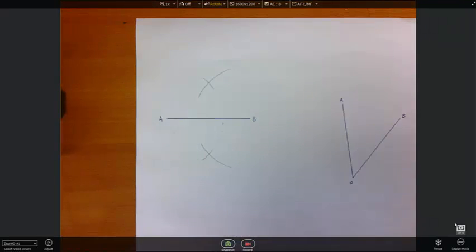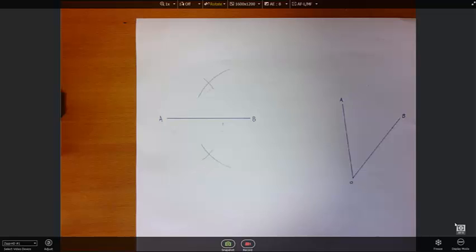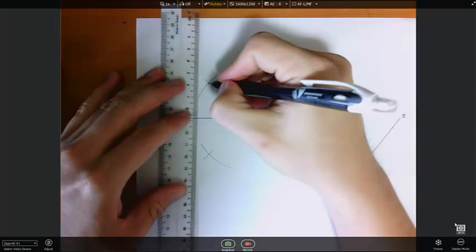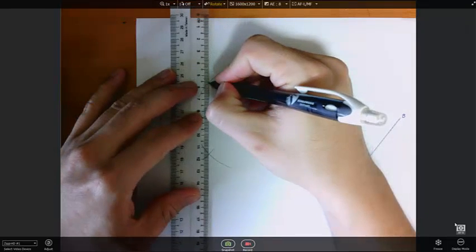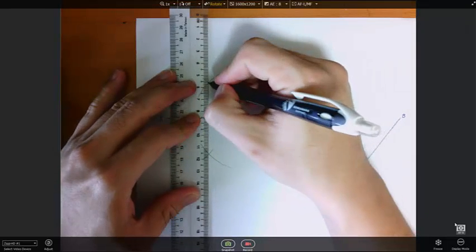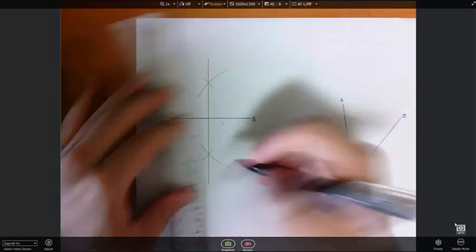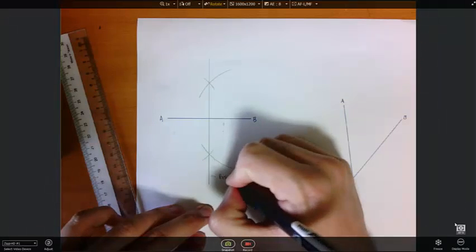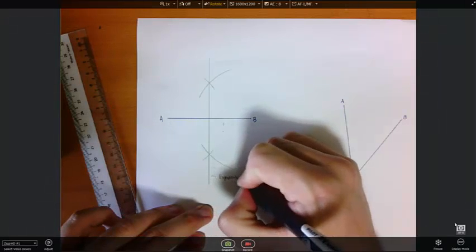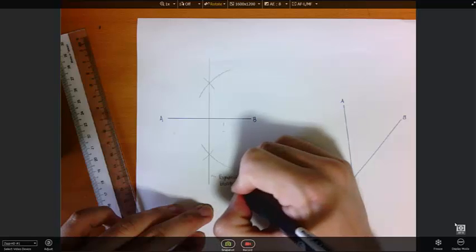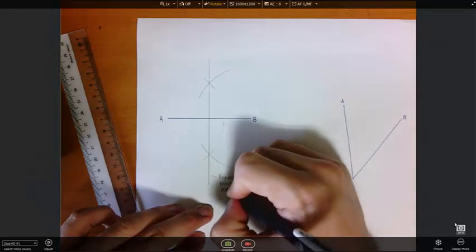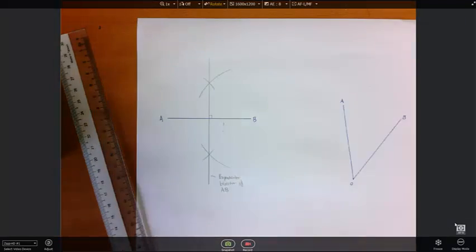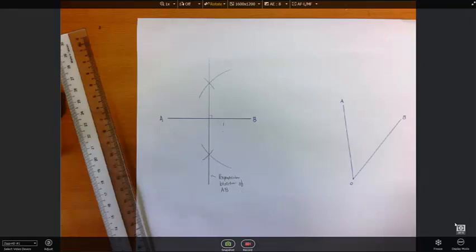Now here is where we need to use a ruler. Just get a ruler, and we just draw a line through the two crosses, and this is the perpendicular bisector of AB. Why perpendicular? If you measure the angle here, you'll notice that this angle is 90 degrees, hence the word perpendicular.